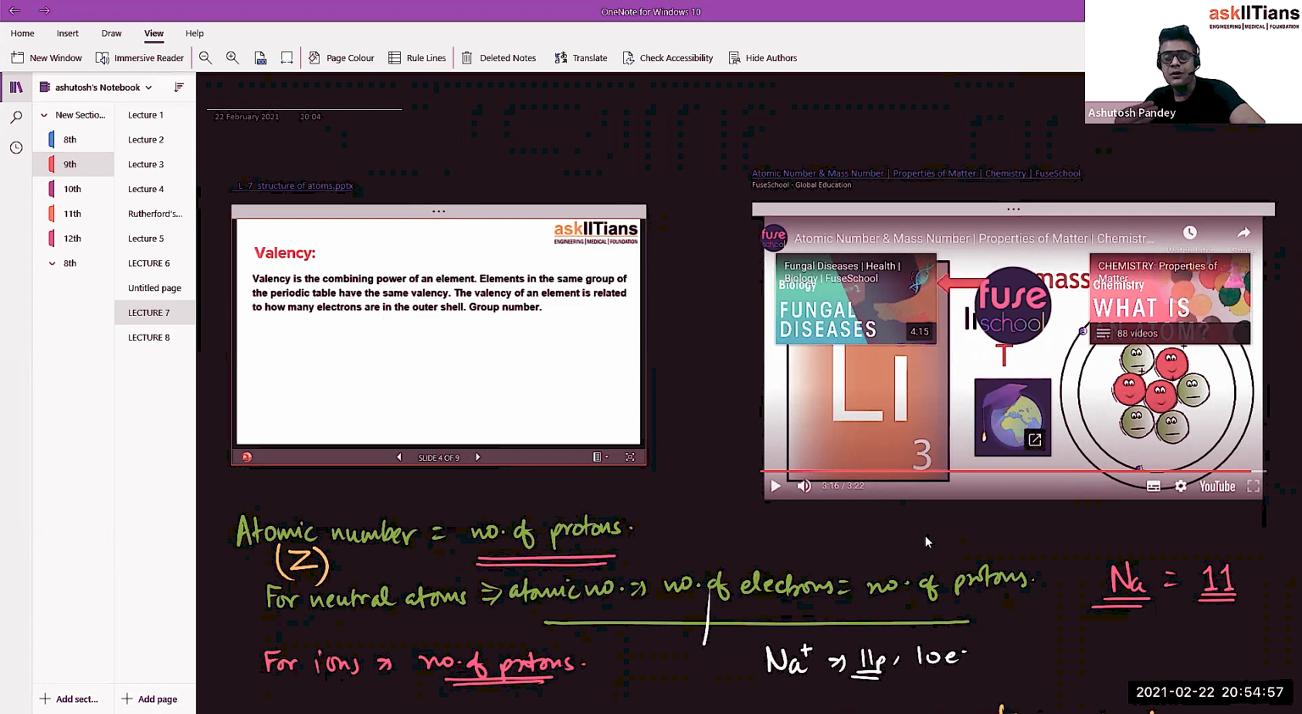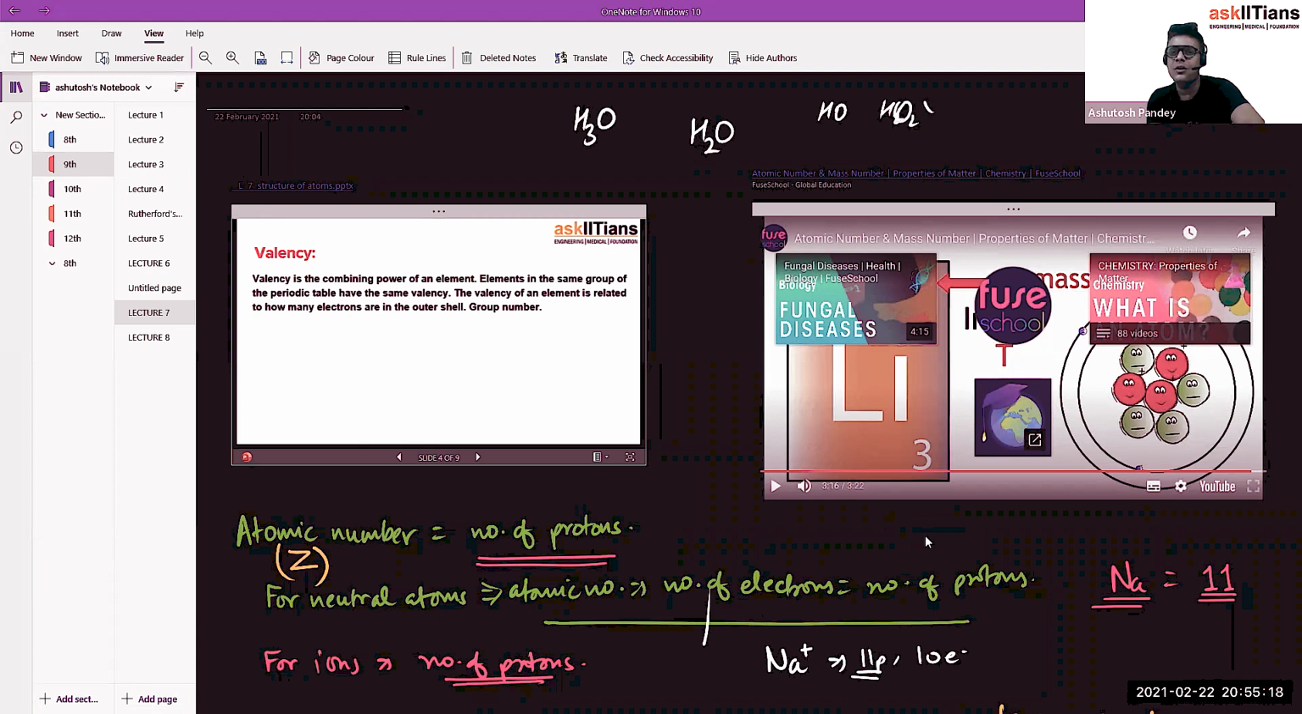Why? Because water will have the formula H2O. All the water present anywhere in the universe will have this formula only; then only it will be called water. Water cannot have H3O or HO or HO2. Then it will not be called water.